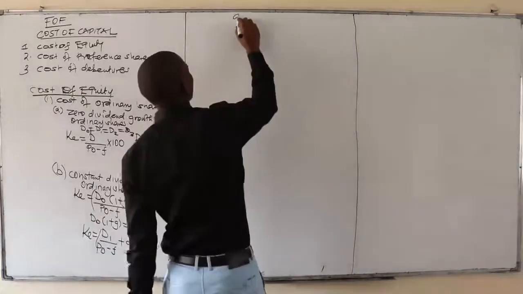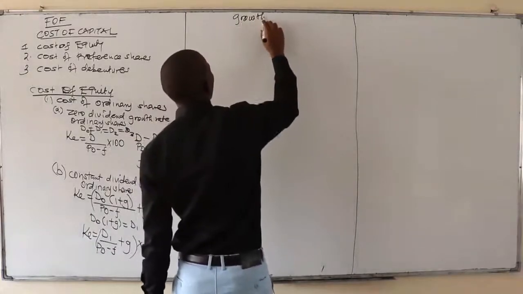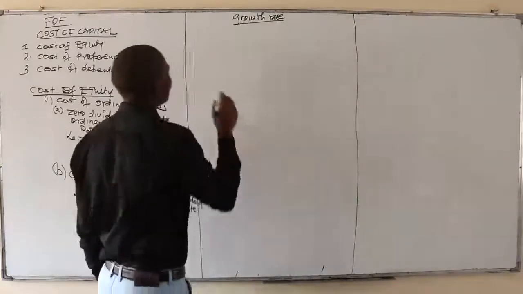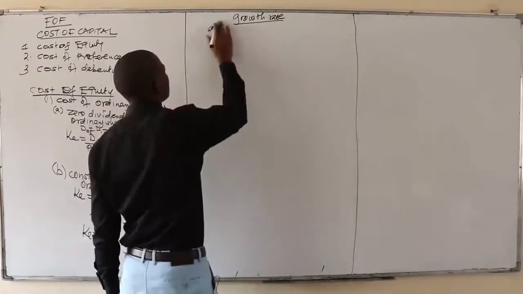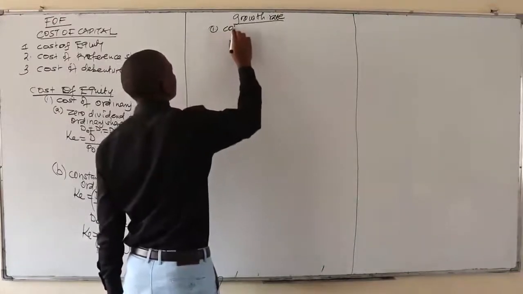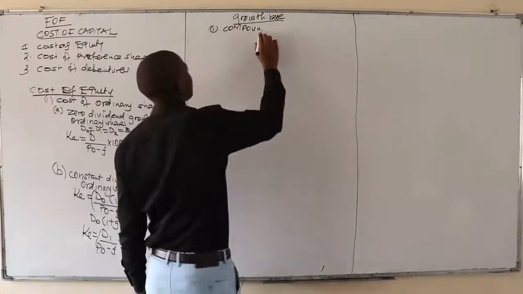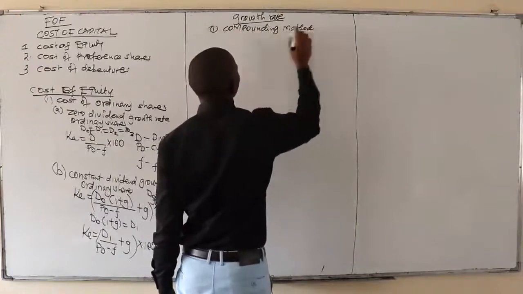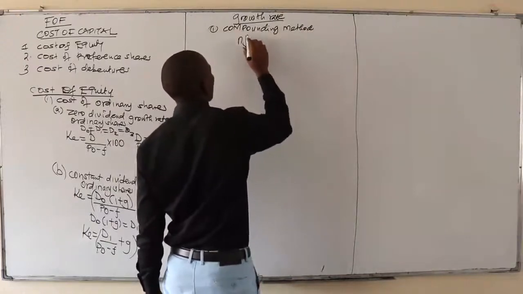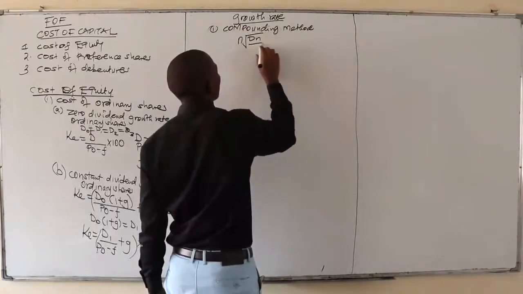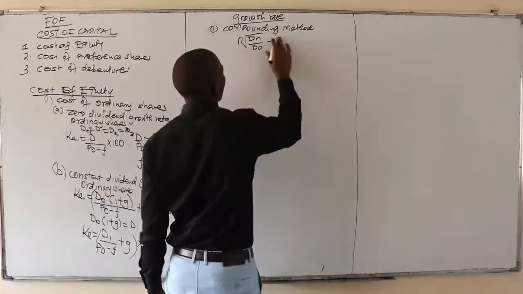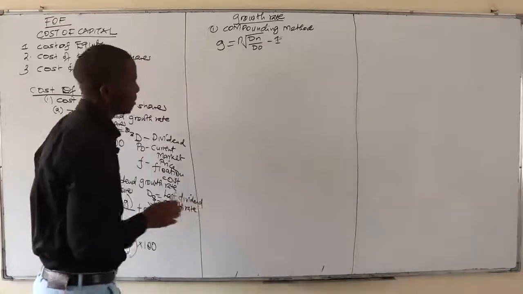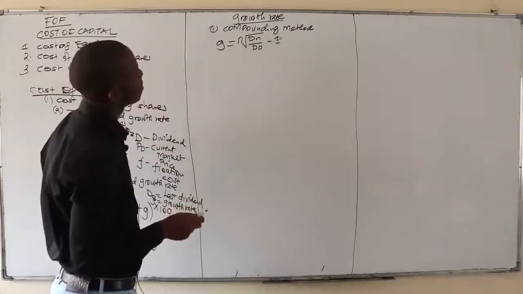Now, we've talked about the growth rate here. There are two methods used to determine the growth rate. Number one is the compounding method. In the compounding method, you take the nth root of Dn over D0, minus 1. That is how you get the growth rate.